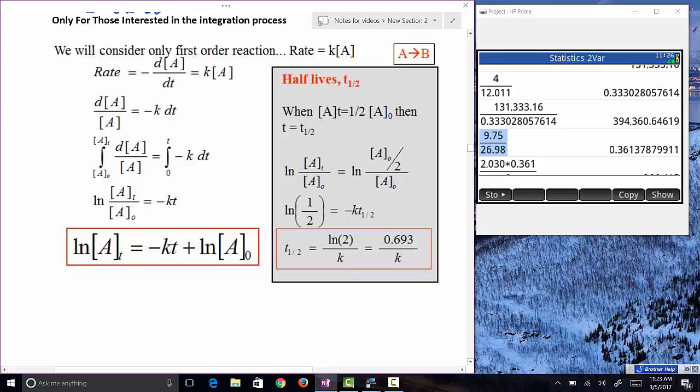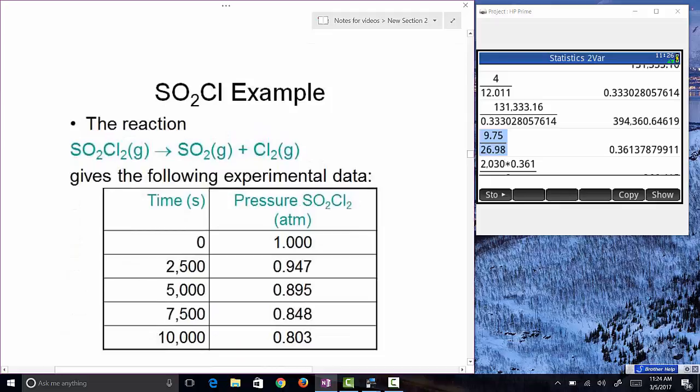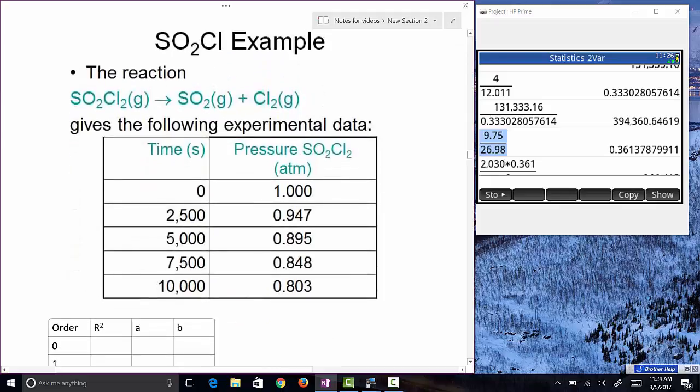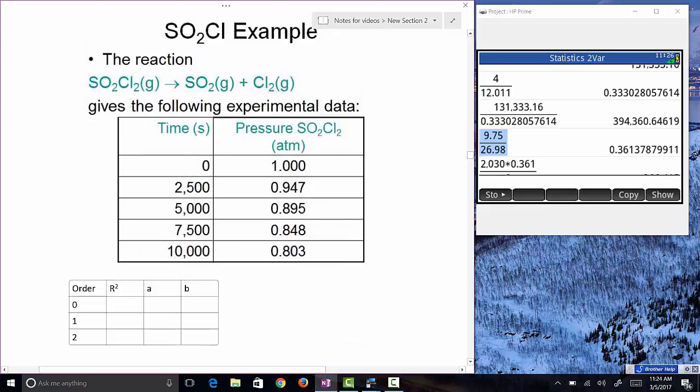Okay, so that's just a side note for those of you wondering where they come from. All right, so let's take a look at how we get our integrated rate law and how we determine what order it is based on the data.